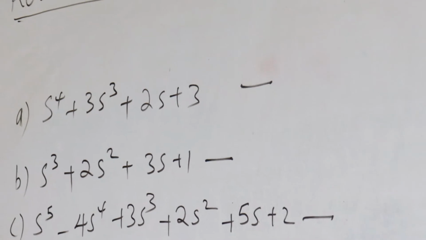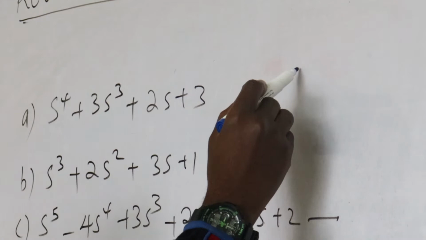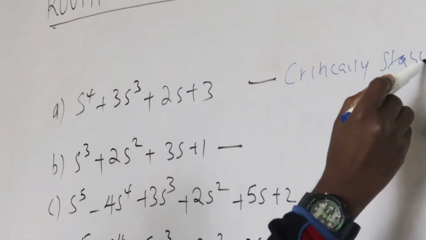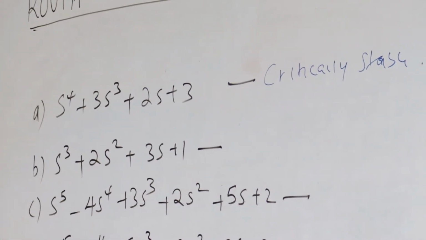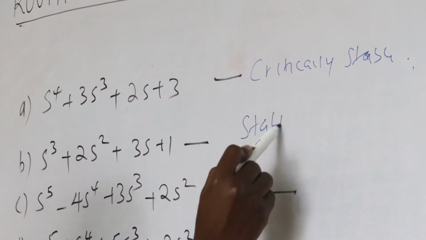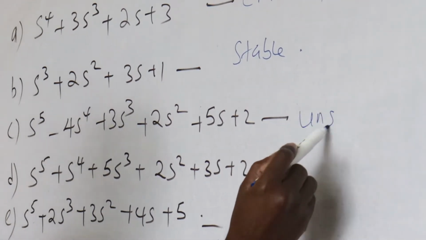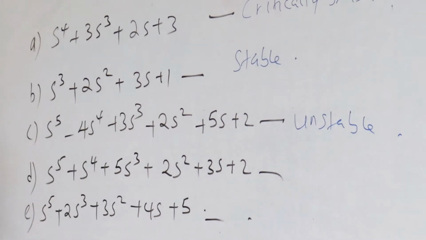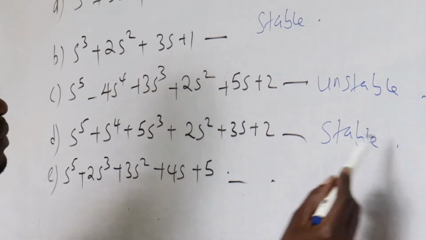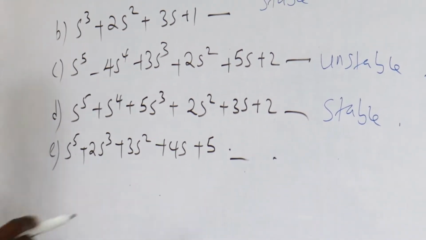Here we have critically stable. The second one? Stable. The third one? Unstable. The fourth one? Stable. And the fifth one? Critically stable.